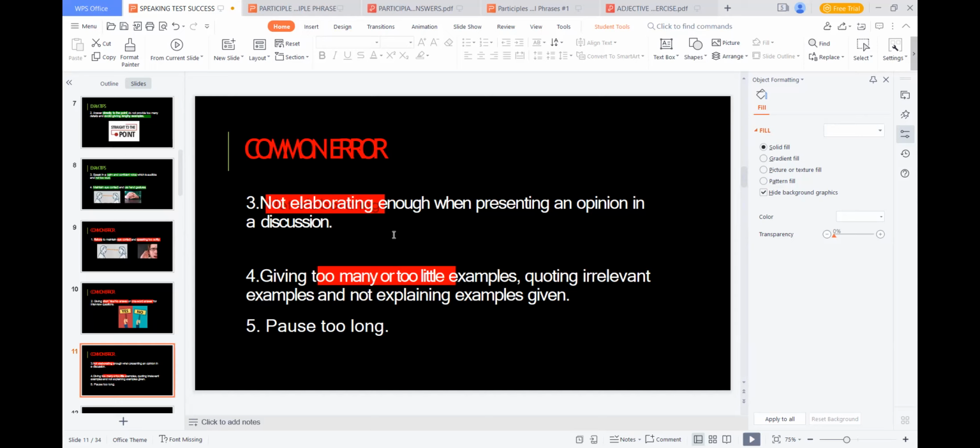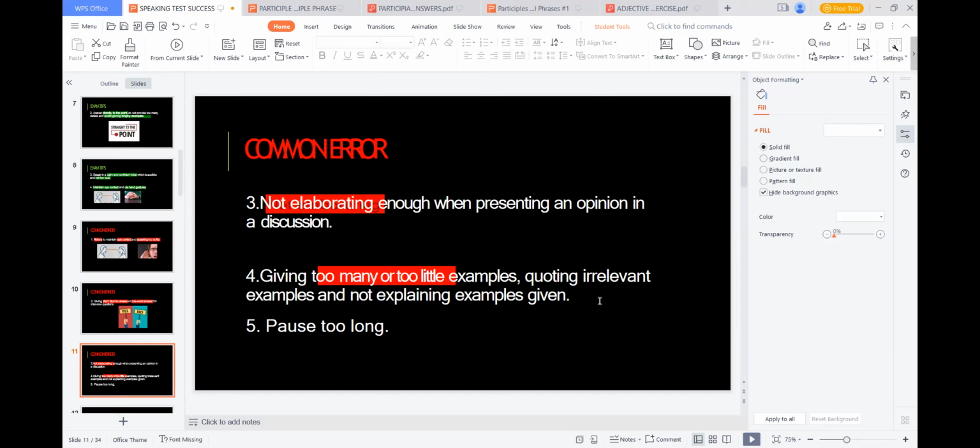Okay, number 3, can you read this part? Not elaborating enough when presenting an opinion in a discussion. Yes, this is the part that most students have a problem with: not elaborating. Not elaborating means you are not able to give more information about that point. Okay, number 4.